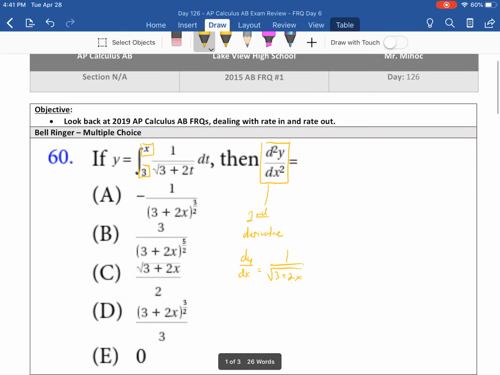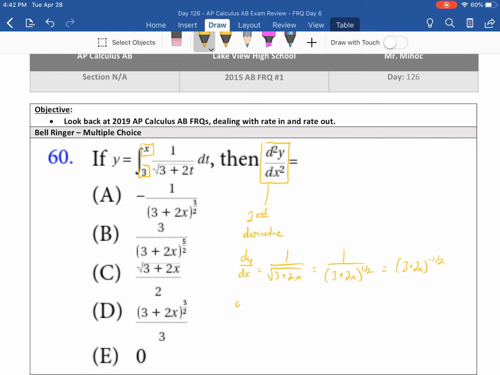Now before we take the derivative of this again to find the second derivative, let's rewrite this as 1 over the quantity 3 plus 2x to the 1/2 power, because remember, if you take the square root, it means you're taking it to the 1/2 power. And since it's in the denominator, we can rewrite it even further as 3 plus 2x to the negative 1/2 power. Because remember, when your exponent is negative, you take the reciprocal, which in this case means bringing it down to the denominator.